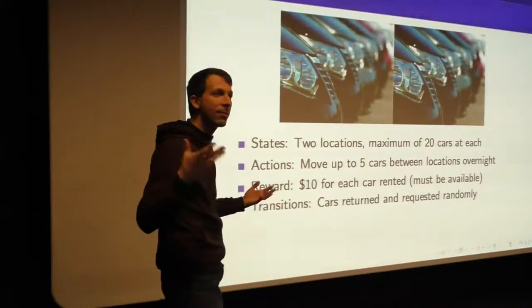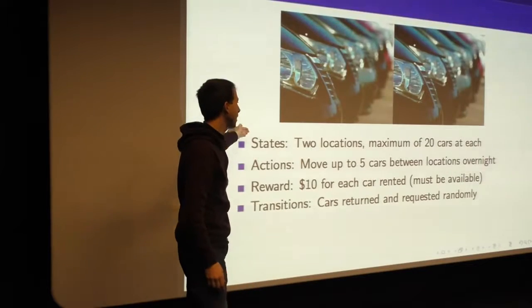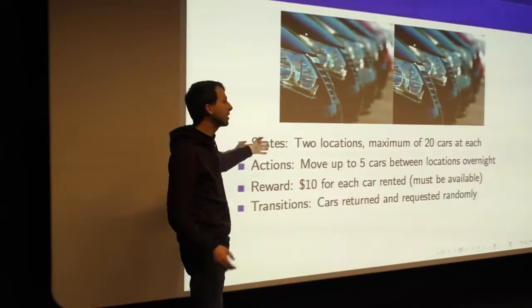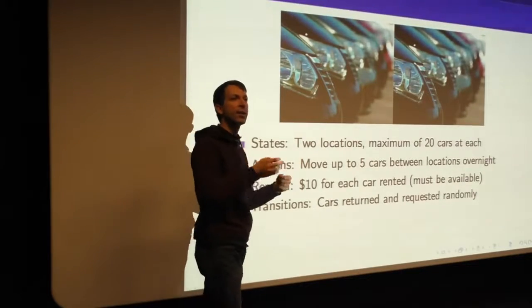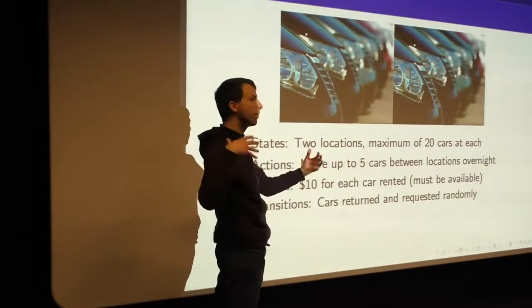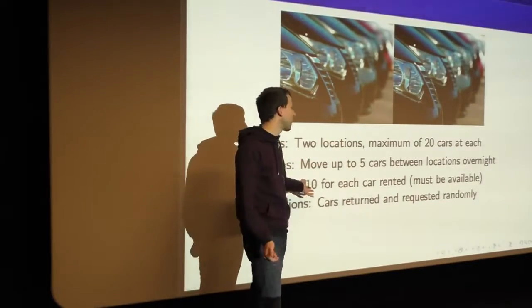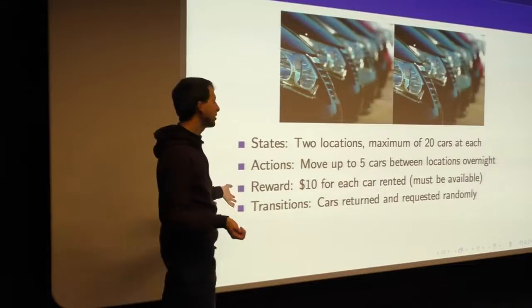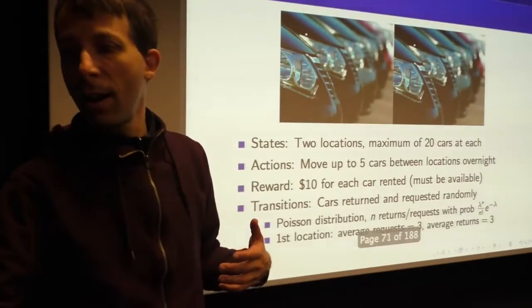So it's a relatively real-world scenario. We can formalize this as an MDP very simply by considering the states to be how many cars we have in the two locations. The actions are how many cars, from -5 to +5, we move from location A to location B every night. The reward is $10 per car that's rented. Transitions are the actual return and request process.